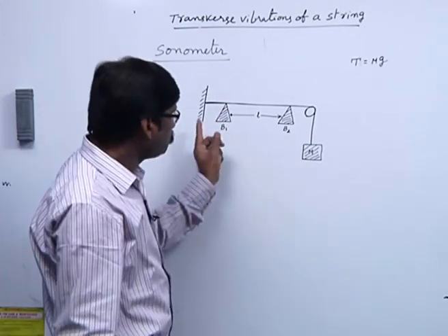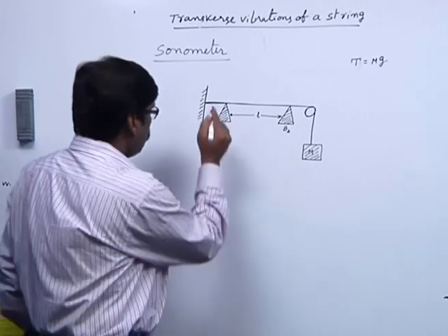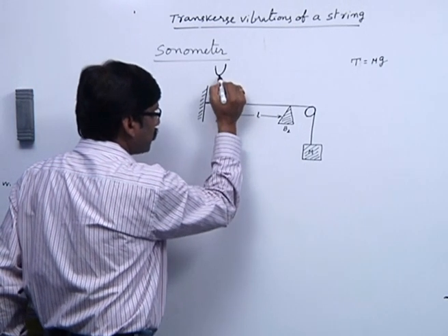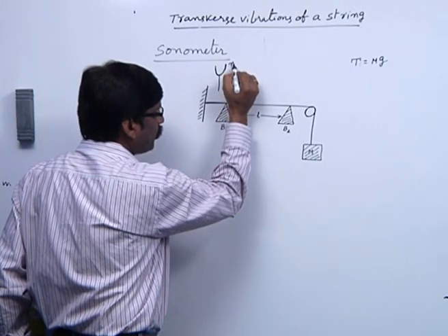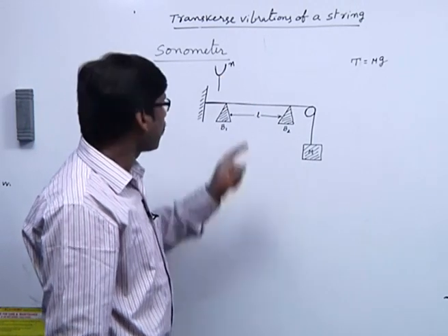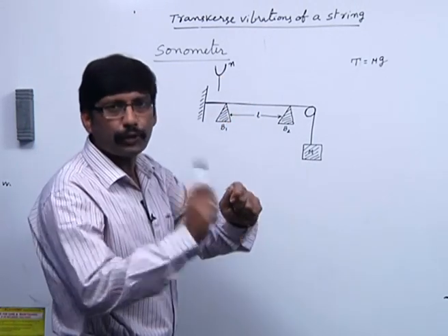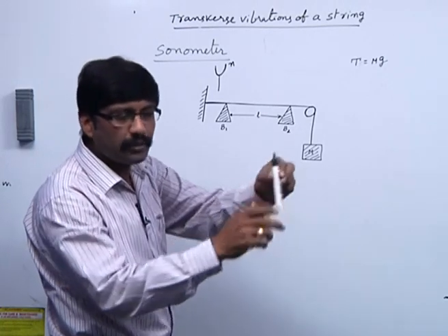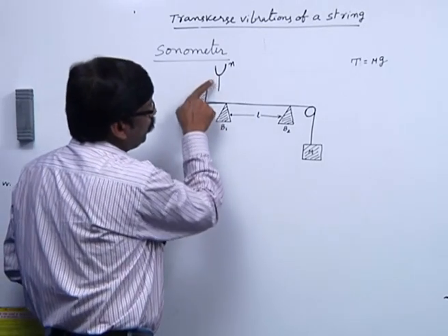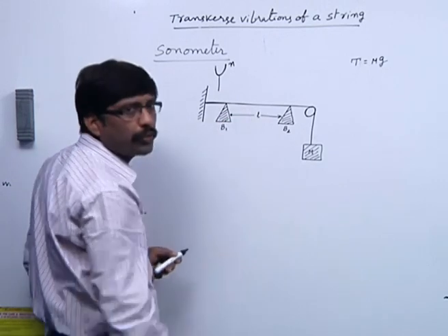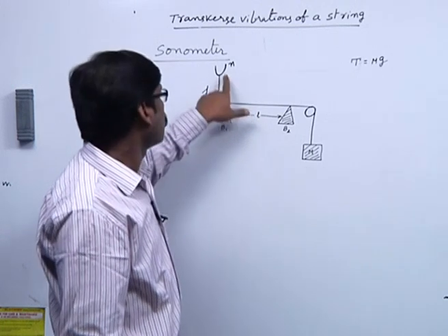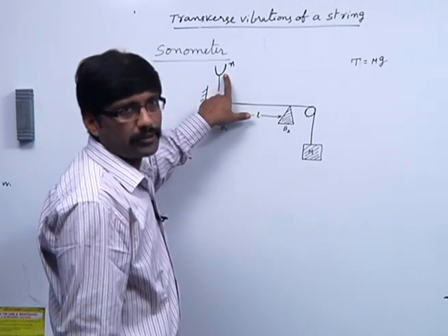Now, how to vibrate the string? By using a tuning fork of known frequency. Excite the tuning fork and place it on the box on which this setup is placed. Then, due to the tuning fork vibration, the string also starts vibrating. The vibrations of this string are called forced vibrations, and the vibrations of the tuning fork are natural vibrations.